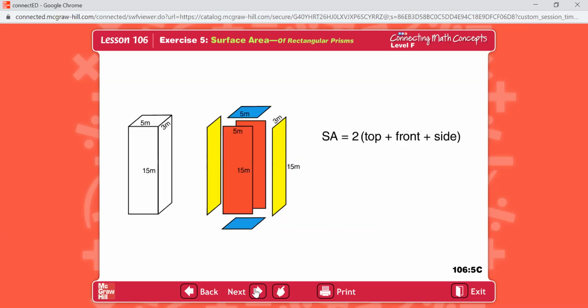Here's a rectangular prism. We'll put in numbers for the area of the top, the area of the front, and the area of the side, and add. Then we'll multiply by 2 to find the area of all the faces. Once more, we put in the area for the top, the area for the front, and the area for the side. Look at the top.